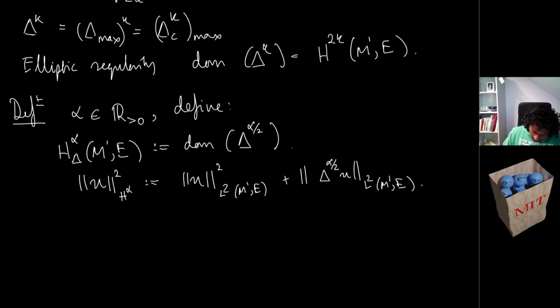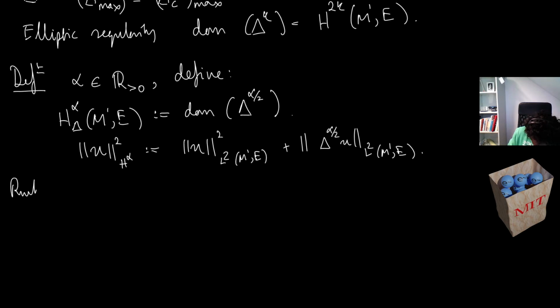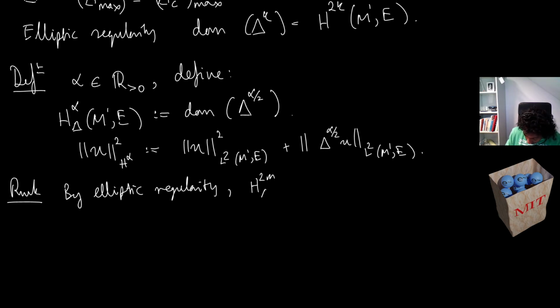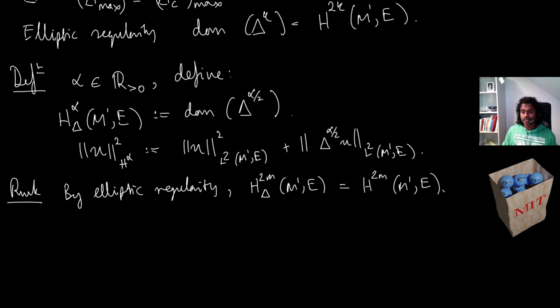Again, I just want to really drive this home. By elliptic regularity, we know that the H2M of the Laplacian on M prime E is equal to H2M on M prime E. So we at least know that the spaces are independent of this Laplacian at these integer powers, or these even powers, I should say, sorry.